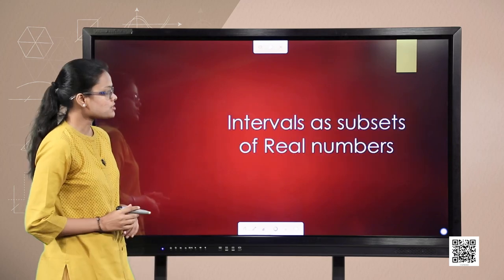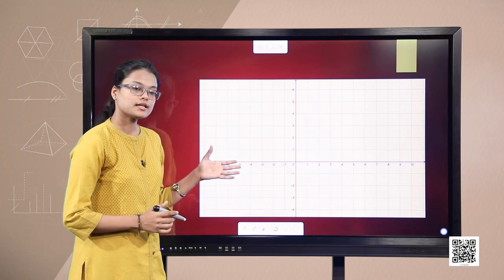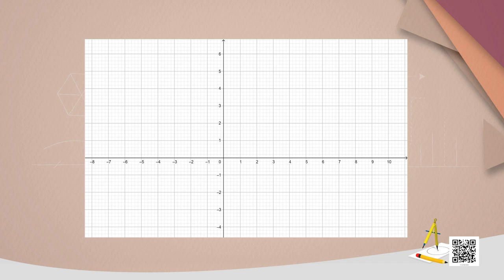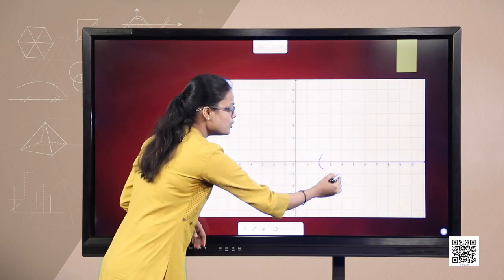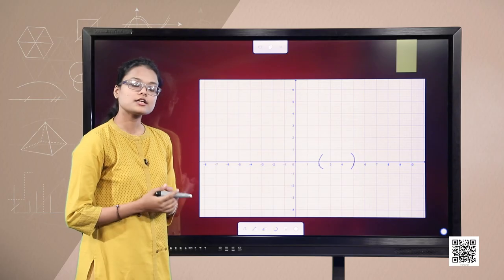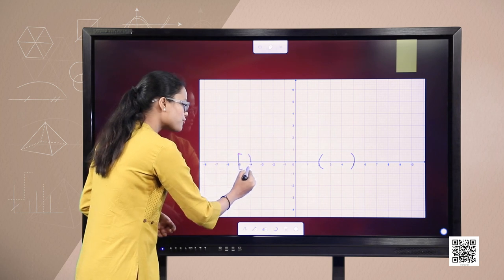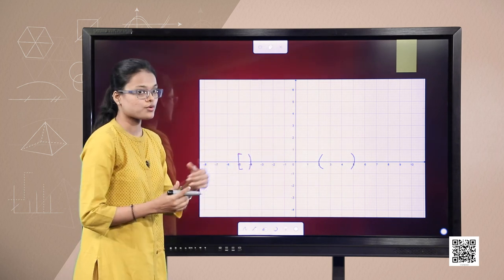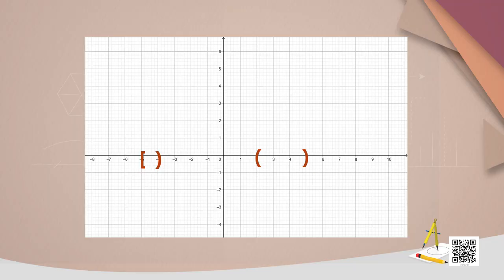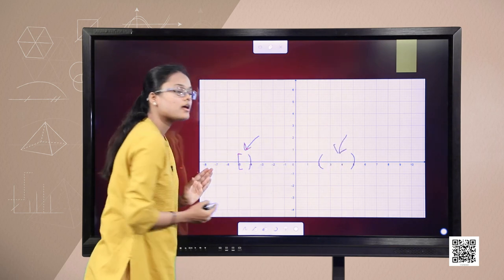Now we are going to study intervals as subsets of real numbers. You can see that this is a Cartesian plane, and suppose I ask you what will be the collection of all those numbers lying between 2 and 5, where 2 and 5 are not included, or the collection of all those real numbers lying between minus 5 and 4, where minus 5 is included but 4 is not included. These sets represent subsets of the real line, and such sets are known as intervals.